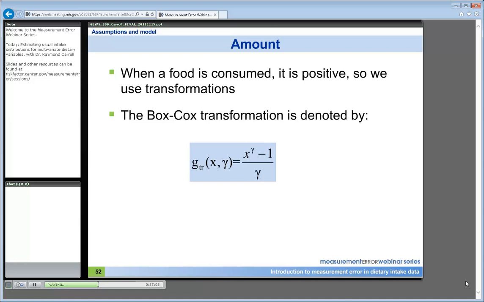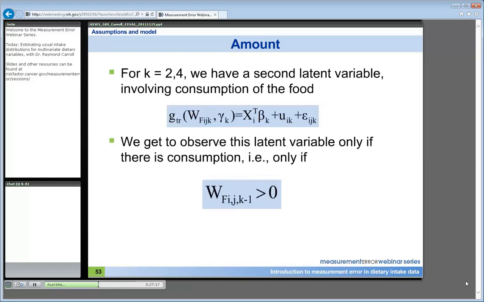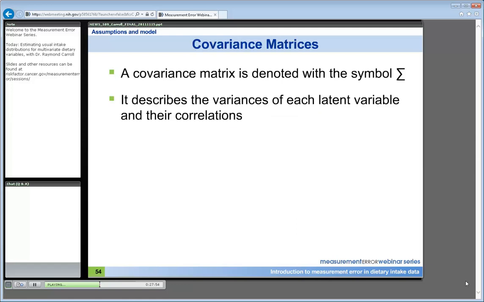And when the food is consumed, it's positive. We've seen it's badly skewed, and so we're going to transform the data. We use the Box-Cox transformation, which is the logs, the square roots, the cube roots, etc., which really are very effective methods to transform data to normality. Then after we transform the data, we're going to say that on consumption days, the transformed data also follow the same kind of model. There's the effect of the demographics, the effect of individual people, and the effect of day-to-day variability. Sometimes this W is observed on a consumption day. It's observed, but it's not observed on a non-consumption day. So it's latent on a non-consumption day, but we get to see it on a consumption day. And then I'm going to denote a covariance matrix with the symbol sigma. We have to have at least one Greek symbol in here other than a beta, and the sigma denotes the variances and the correlations of each of the variables.